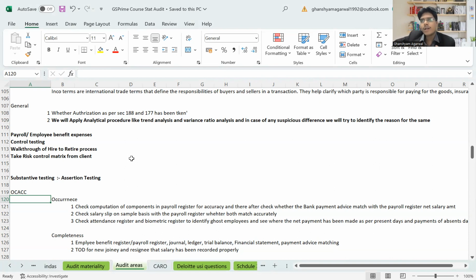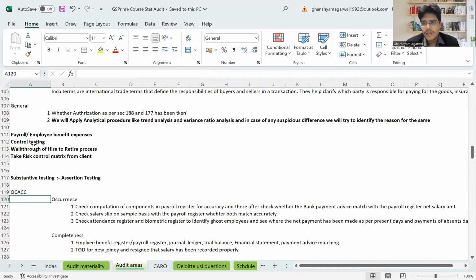Now, if the control is manual, then it's a problem. For example, the attendance register: one is a biometric register, one is a physical register. If it is a physical register, then definitely there is a lot of risk, and our substantive procedures will generally increase. There can be fake employees, ghost employee cases might be there. These are the questions that can be asked, so you have to understand how to tell this answer. Walkthrough is understanding the process.